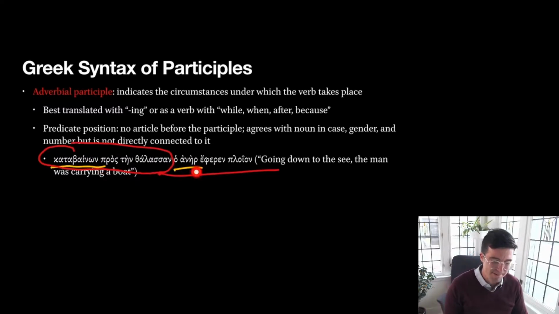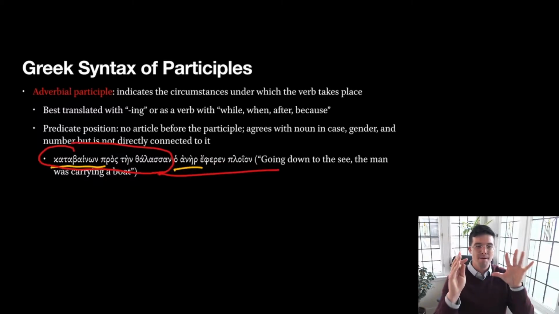So this action is happening at the same time as this, because this is a present participle, and it's an adverbial participle. So this is the main point with respect to this slide: we don't have any article before this. There's no article here, which gives us our hint that this katabainon is an adverbial participle, telling us the circumstances under which the main verb epherein, an imperfect third person singular verb, happened. So the going down to the sea happened as the man was carrying the boat. These things are happening at the exact same time.